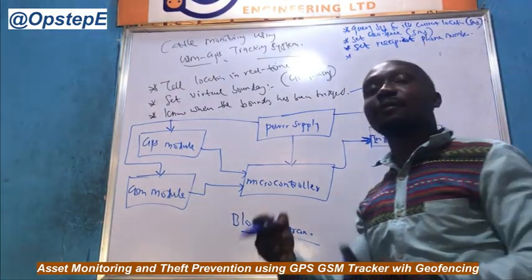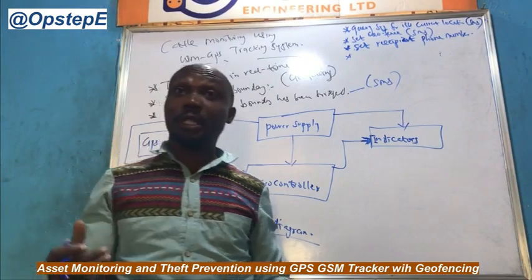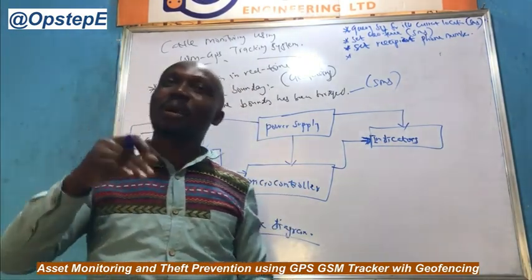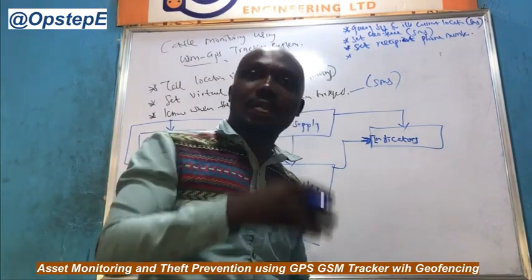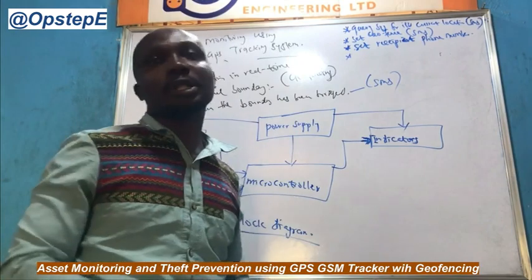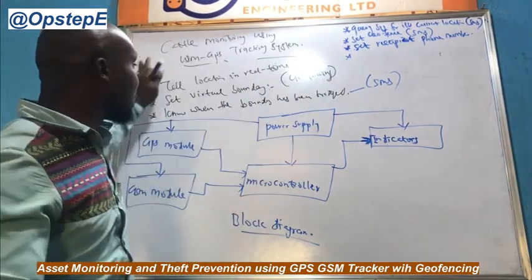Yes. And with that information, if you click on the link that is sent to you, and your phone is internet enabled, it takes you straight to Google Maps, and on Google Maps you can tell where the animals, the cattle, or the asset is at the moment in real time. Does it make sense? Yeah. So this is basically what the system is supposed to do.